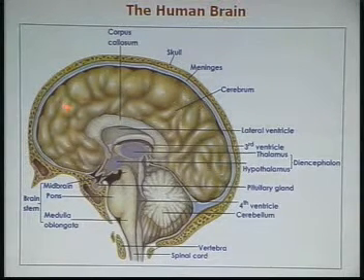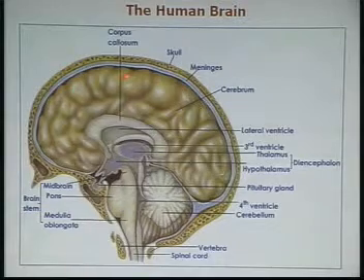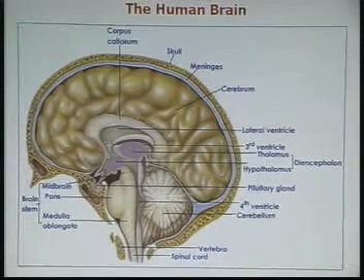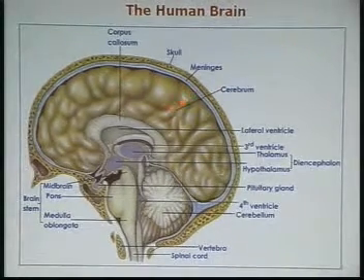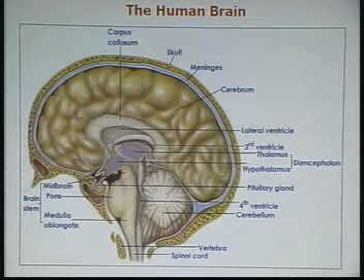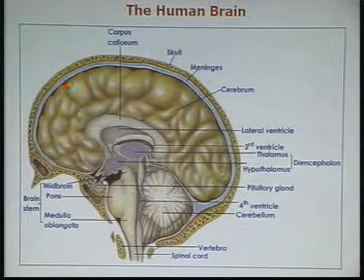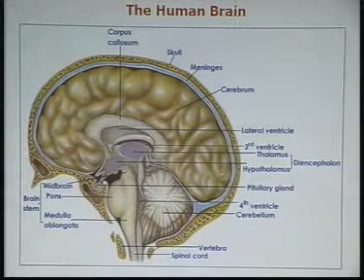Now look at this highly folded portion of the brain, the cerebrum, the forebrain. It's the larger brain. These folds are called the gyri. These depressions are the sulci.